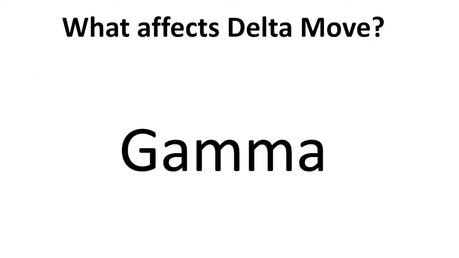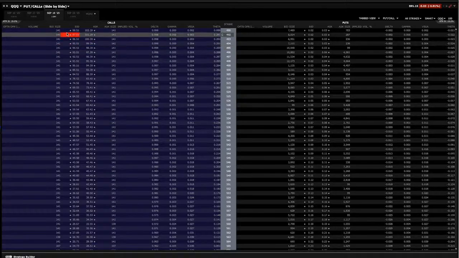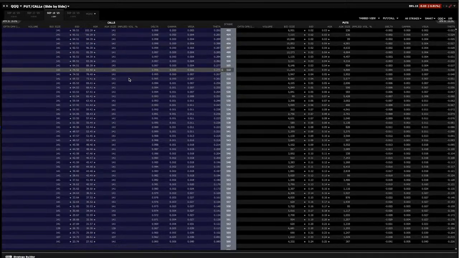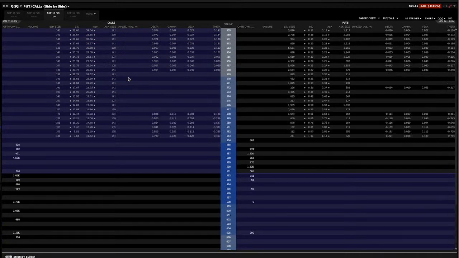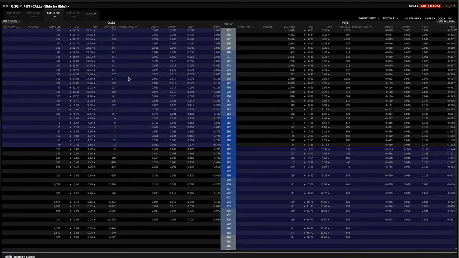So what affects delta move? Gamma. That's very, very direct. And let's take a look at the option premium. So from here, we can see QQQ. For your understanding, we take a look at this. You can see delta here. This is the expiry of September 18, 25.